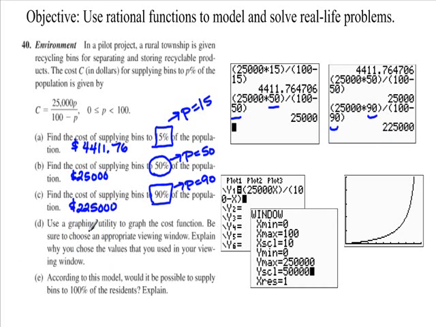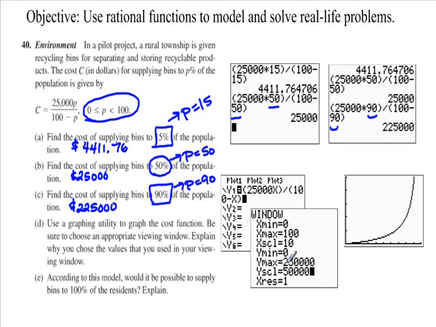Then it says to use a graphing utility to graph the cost function, choose an appropriate viewing window and explain why you chose the values that you used. Well, I've entered the function into the calculator, 25,000x in parentheses, divided by 100 minus x. I knew my range for the x min and x max because of this restriction on the input P was between 0 and 100, so that's why I let my x min and x max be this.